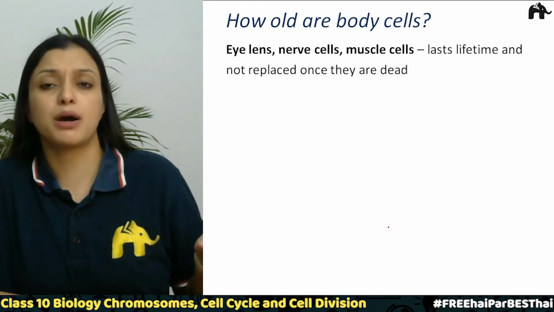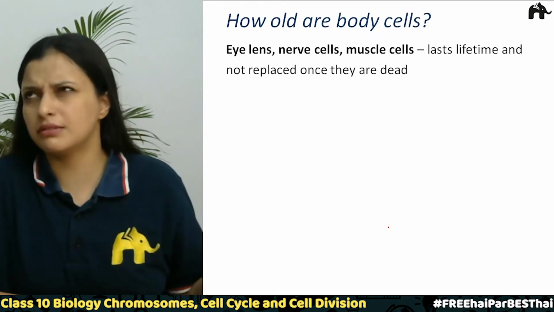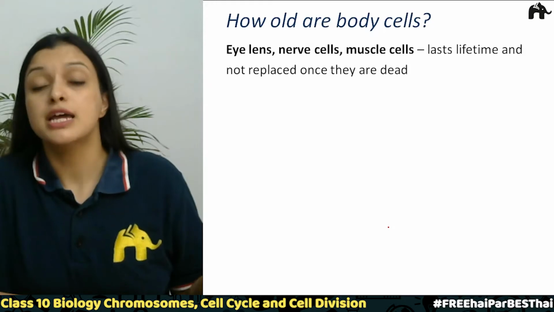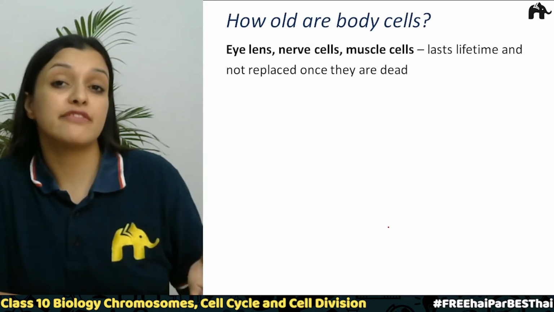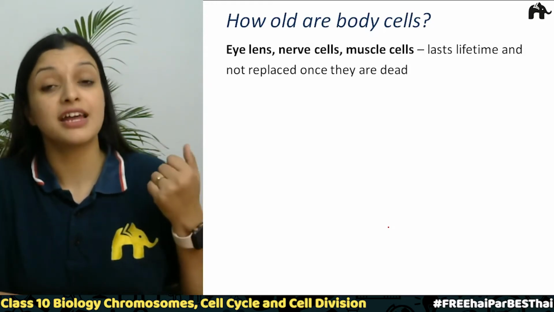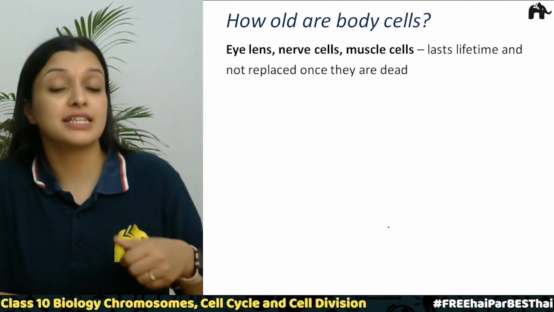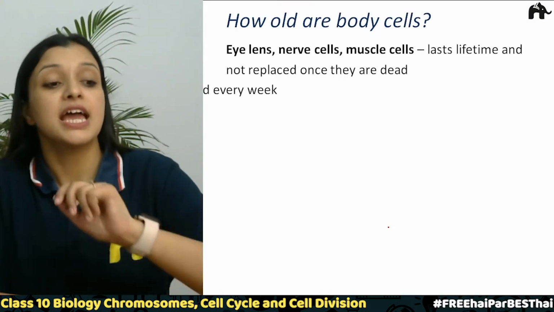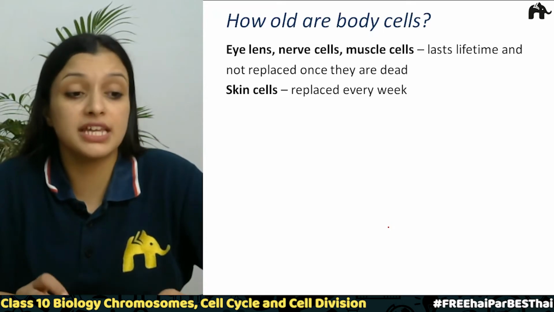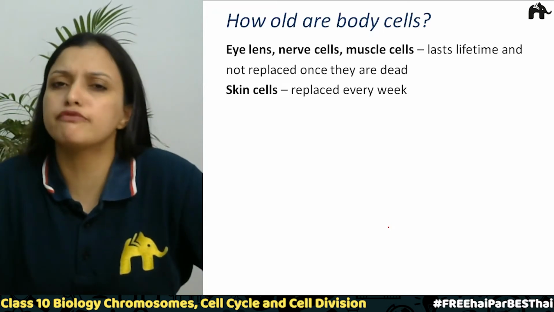So we were talking about this in significance of mitosis, right? There are some cells which are never ever replaced in our body. They are nerve cells, muscle cells, and eye lens cells. Correct? Then come skin cells. Skin cells are replaced every week.